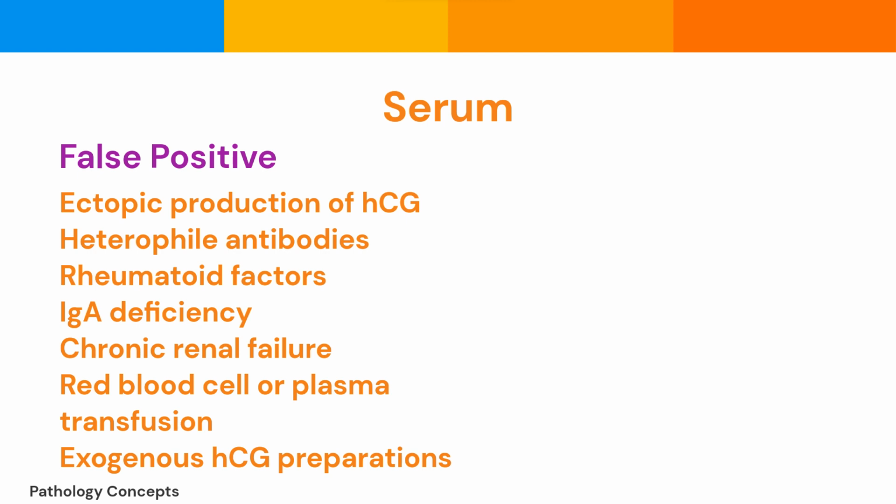Red blood cell or plasma transfusion of blood with hCG in it has been reported to give a false positive result. And last is exogenous hCG preparation for weight loss, for assisted reproduction and doping.